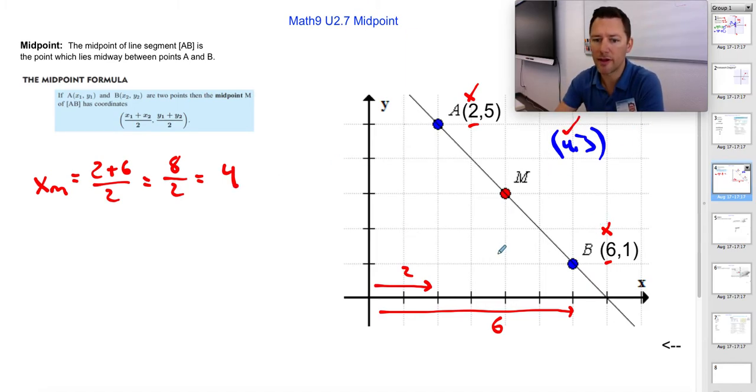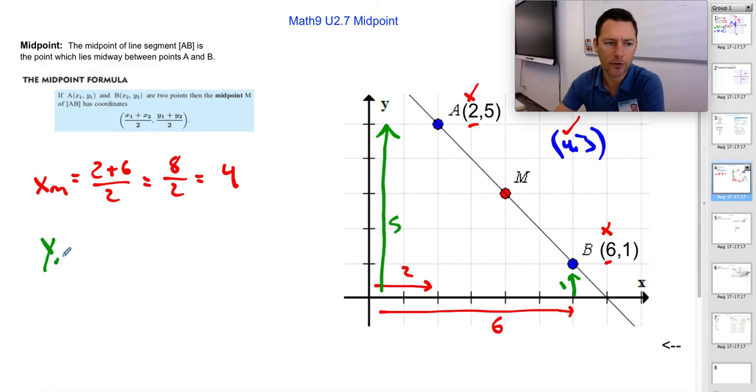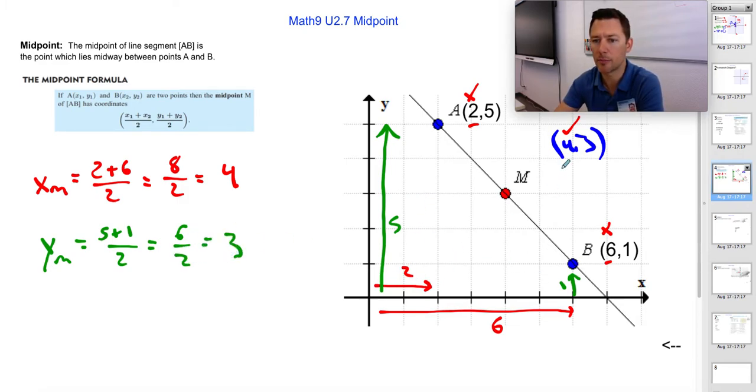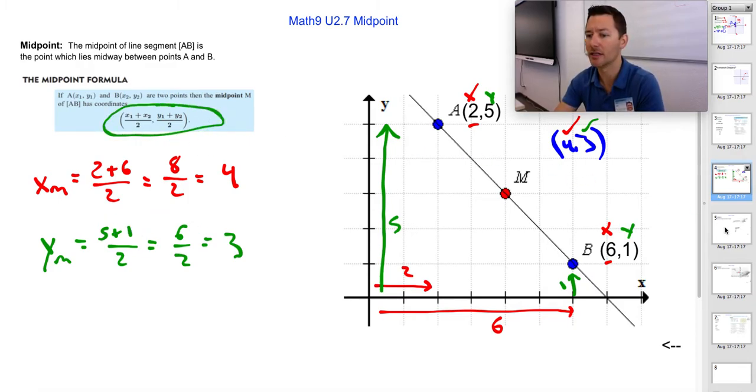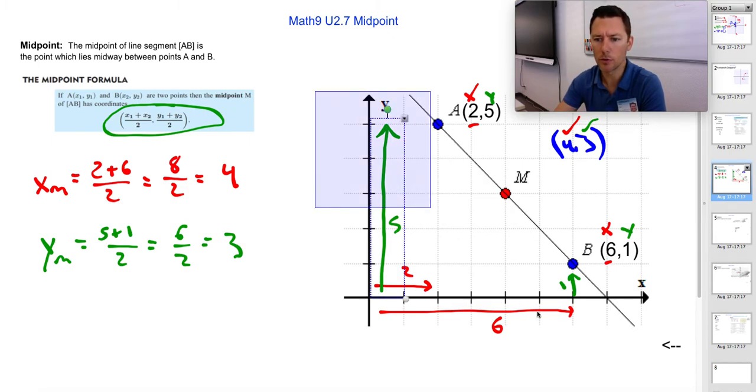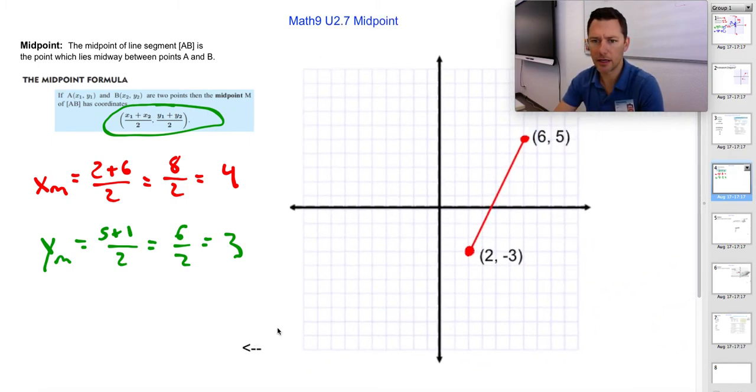Let's do the same with the y values. This is 5 units up, and this is 1 unit up, right? 5 and 1. So on average, you get 5 and 1 over 2. That's 6 over 2. That's 3. So on average, they're 3 units up, and that's where this comes from, right? So you can just take the y value and the y value, plug them in here, right, and use this idea. You don't necessarily need to memorize the formula.